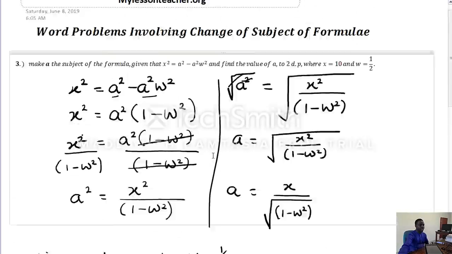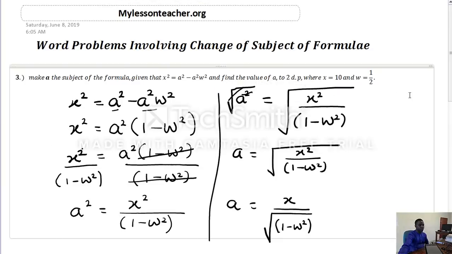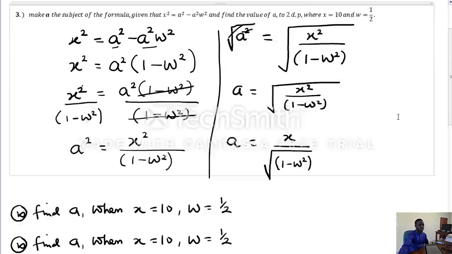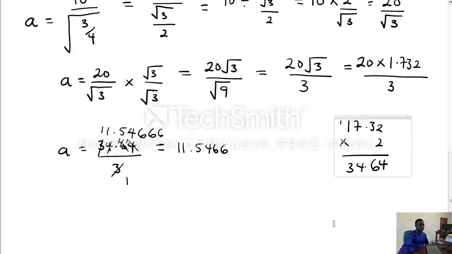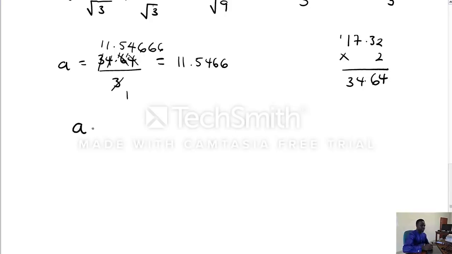But remember, the question says we should find the value of A to 2 decimal places. So to 2 decimal places, our value of A becomes 11.55, because 6 is greater than 4. So you round it up and add 1 to 4, and that will give you 11.55 as your value for A.